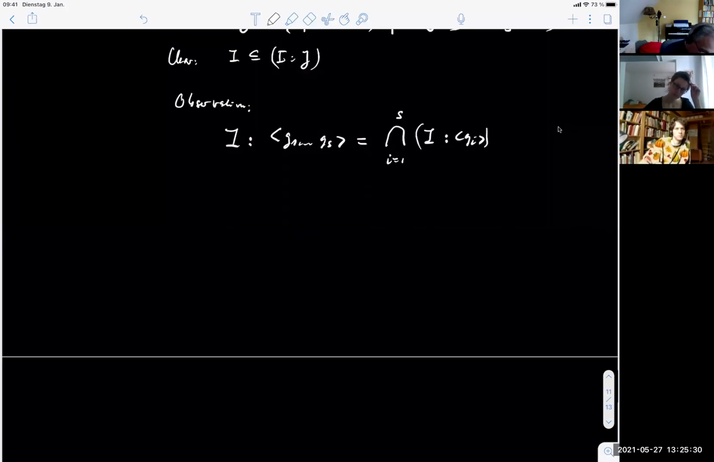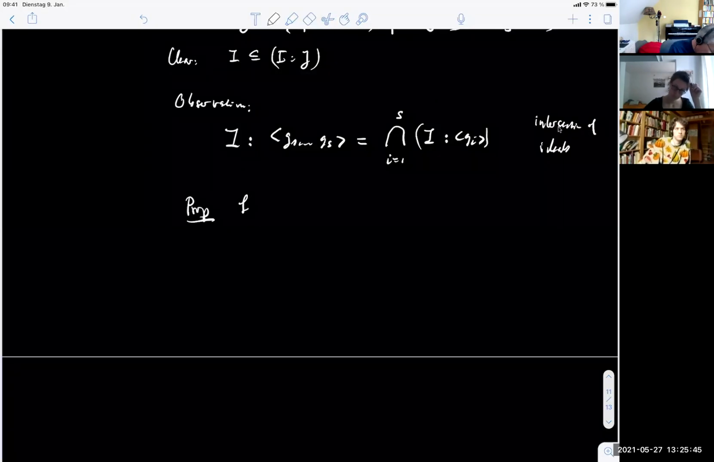So I have here an intersection of ideals, which I discussed before. Now let's discuss quotient by principal ideals. This is the following simple proposition. Let I be an ideal in the polynomial ring, and then I have g, another polynomial, in many variables.